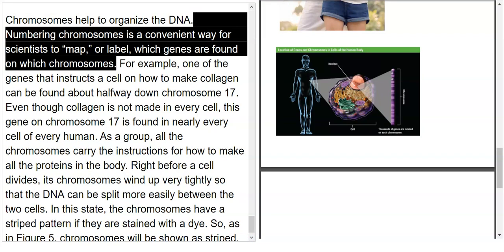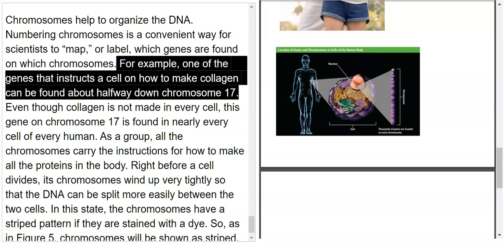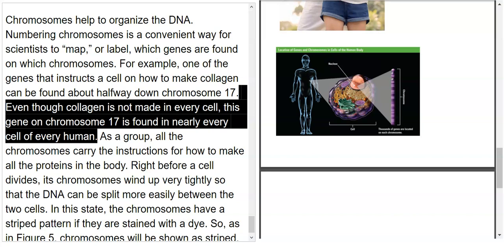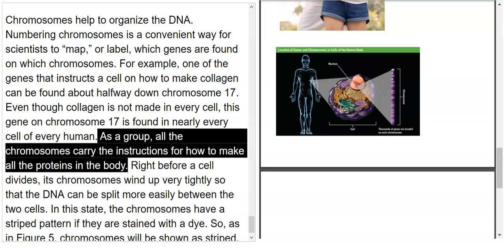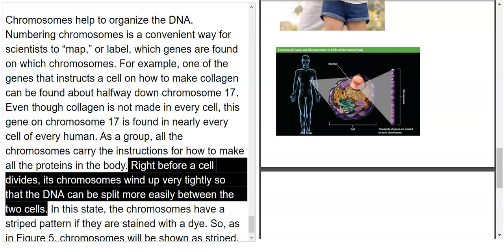Numbering chromosomes is a convenient way for scientists to map or label which genes are found on which chromosomes. For example, one of the genes that instructs a cell on how to make collagen can be found about halfway down chromosome 17. Even though the collagen is not made in every cell, this gene on chromosome 17 is found in nearly every cell of every human. As a group, all the chromosomes carry the instructions for how to make all the proteins in the body.